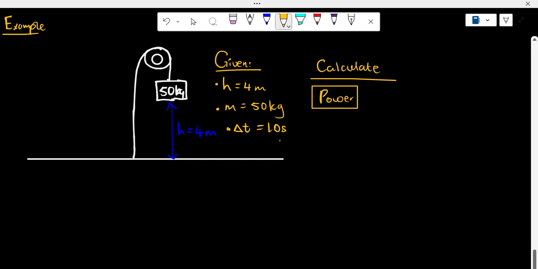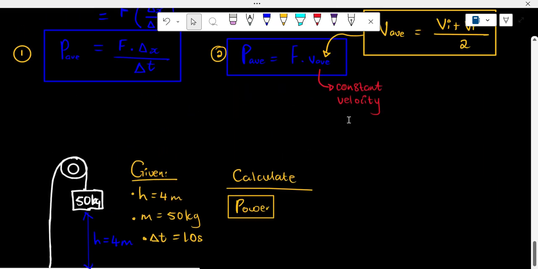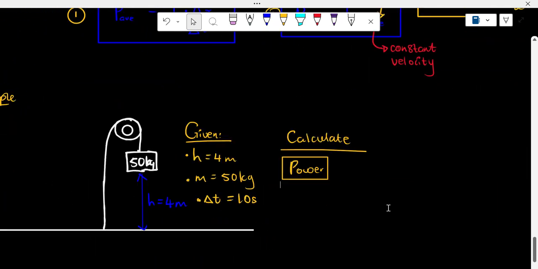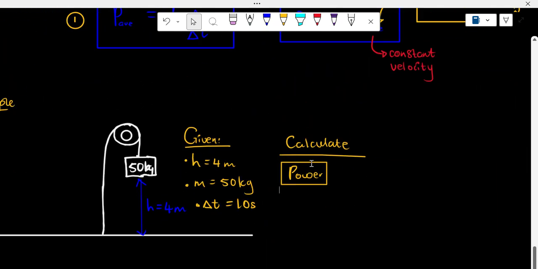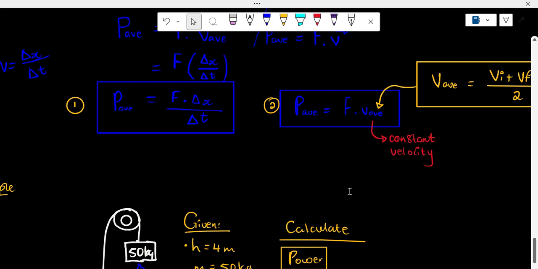Okay, so how do we go about this, ladies and gentlemen? Notice something. You will have two equations here. From the information that you are given, which equation would work best here? Would it be equation 1 or equation 2? Yes, if you said equation 1, you're definitely right. Why can we not use equation 2?